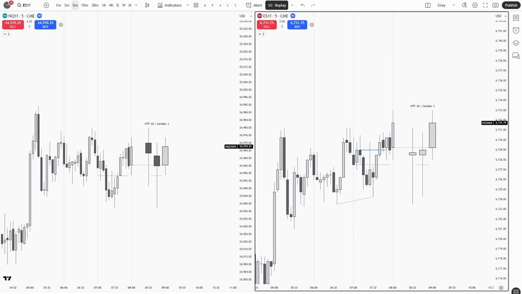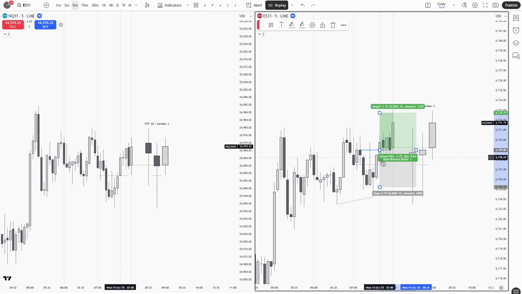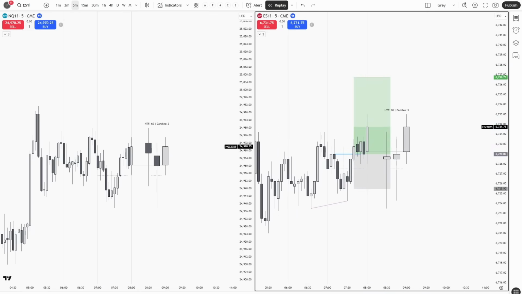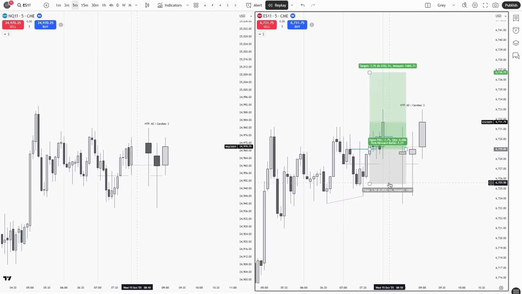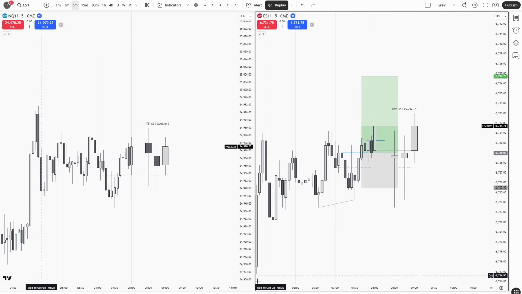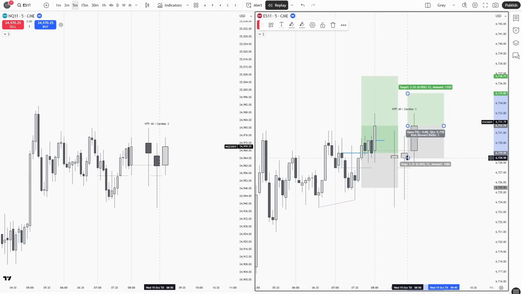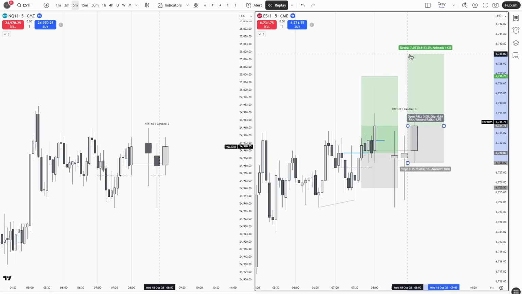If I'm entering right here, this will also give me an entry at the retest, putting my stop loss below the bodies and targeting 2R. What I can do is, we have a continuation order block forming within the 8 AM candle. So I'm going to enter the next candle, putting my stop loss below the body low or the wick low, and then targeting 2R again.